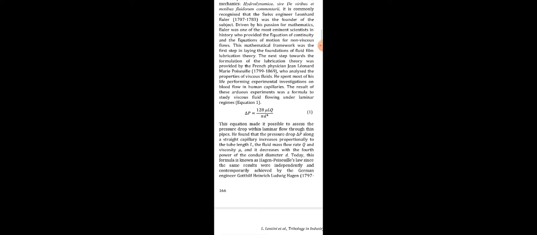He found the pressure drop delta P, which is 128 mu L Q upon pi d raised to 4, where delta P is the capillary pressure drop, which increases proportionally to the tube length L, fluid flow rate Q, and viscosity mu, and decreases with the fourth power of the conduit diameter. Mu is the viscosity, L is the length, Q is the fluid flow, and D is the conduit diameter.